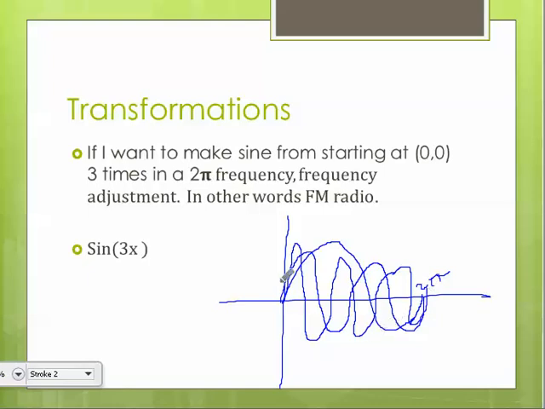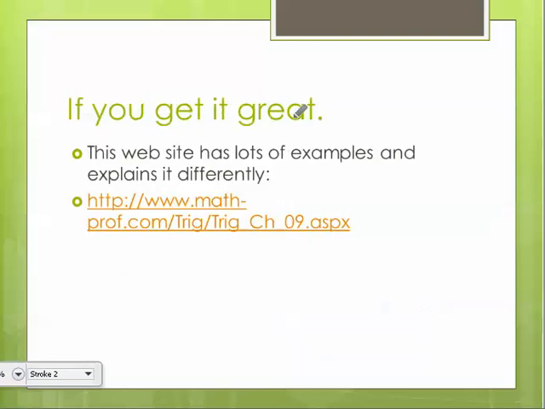Okay? That would be what FM radio does, is it adjusts the frequency, and that's done by putting the 3 in here. That's where we get the different numbers that we're using for the transformations. Okay? If you get this, it's great. If you didn't get it, this video right here actually has lots of examples that you can go over and review, and you can get a little bit better examples and a little bit more information about it. But essentially, it's just transformations that are going on there, and that's what that whole video is about.